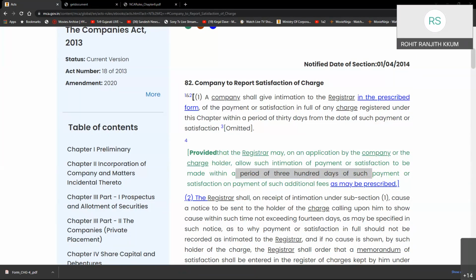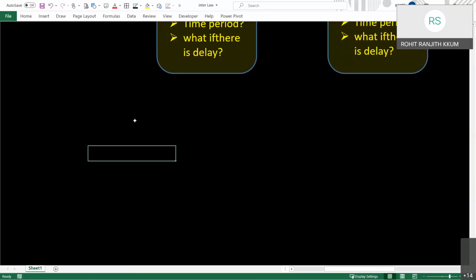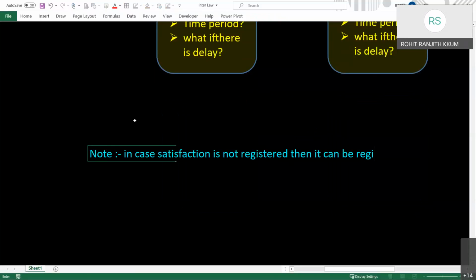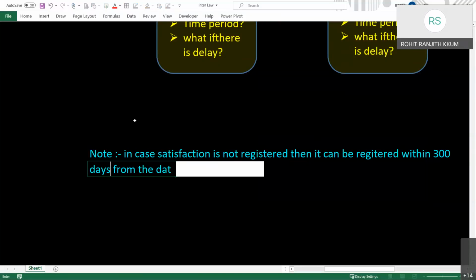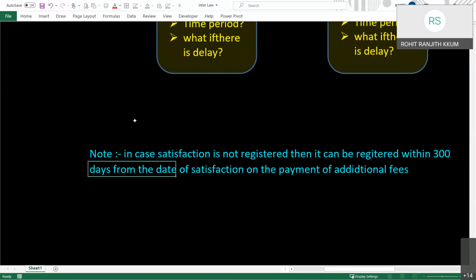But here I want to give you one note. What kind of note is it? Write down over here. Note for the satisfaction of charge. In case satisfaction is not registered, then how many more days do you people have? Come on, how many more days? Then it can be registered within 300 days from the date of satisfaction on the payment of additional fees. Right? That's what we have learned.